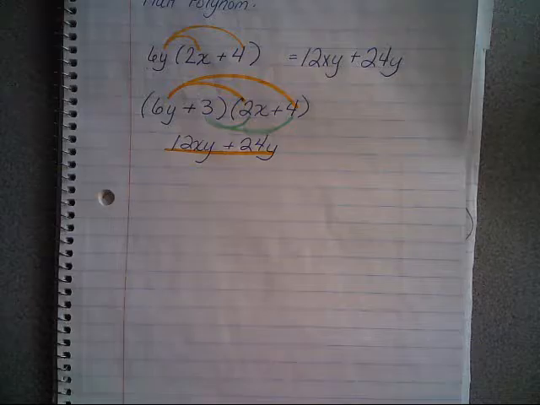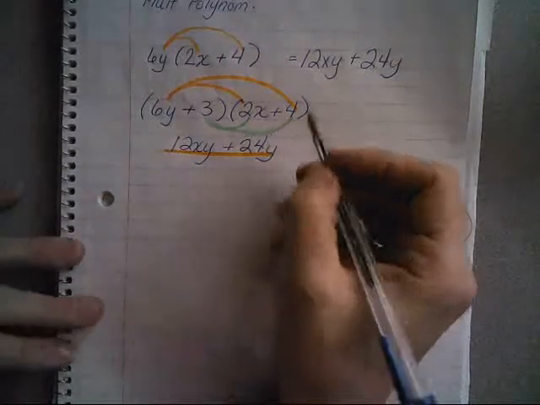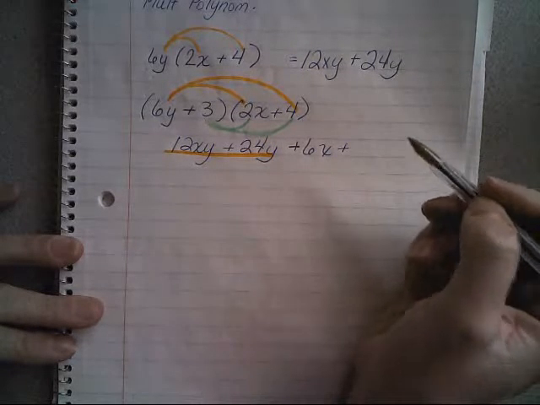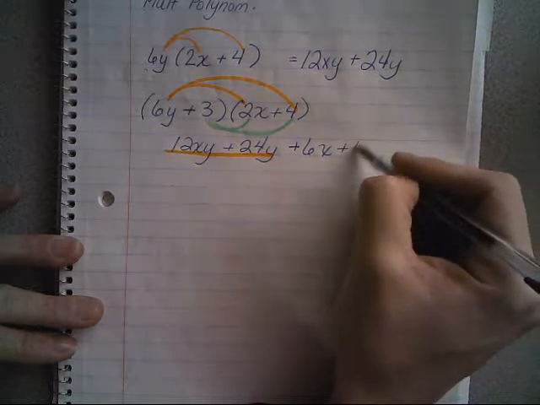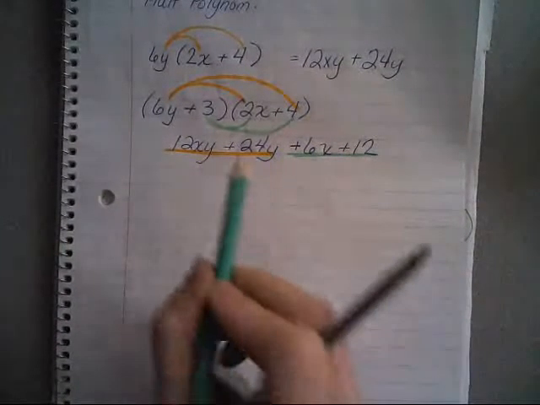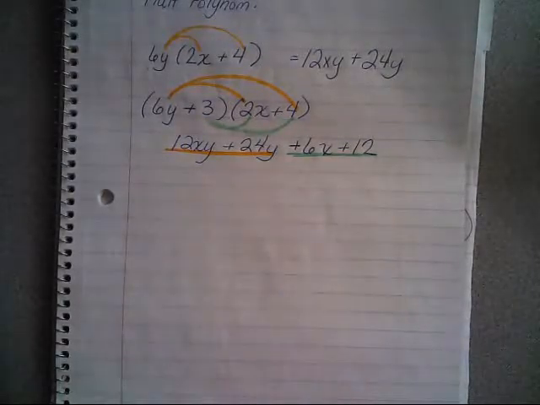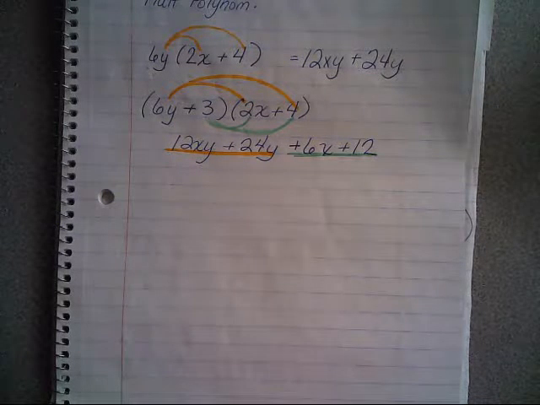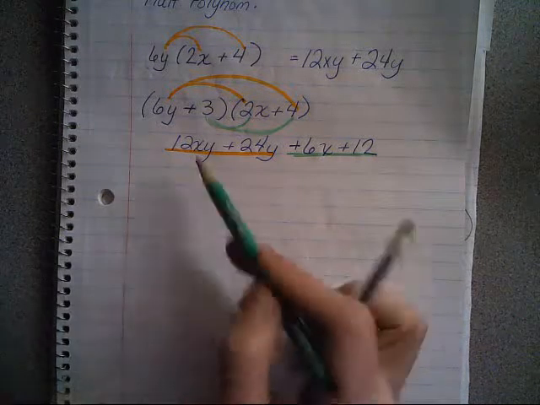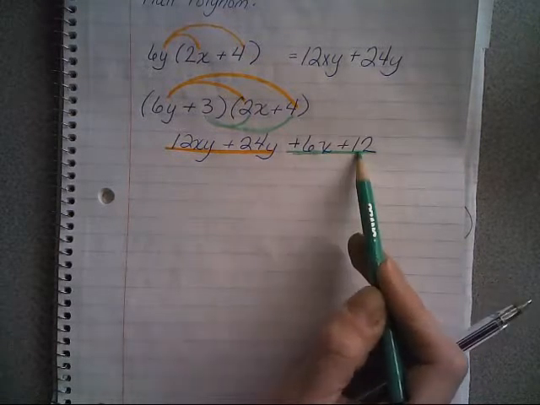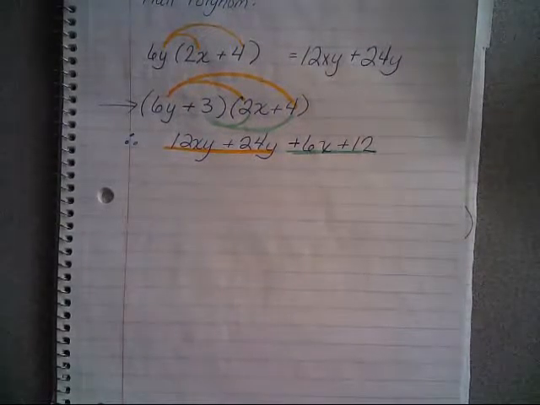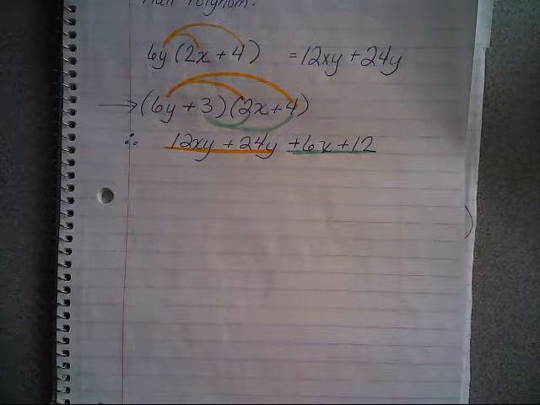The 3 now, we'll do the 3. 3 and positive 2x is positive 6x. 3 and positive 4 is positive 12. This is the answer when we multiply the 3 by both of those pieces. Now, normally, you would be able to collect like terms, but there aren't any like terms. Those are xy's, those are y's, those are x's, and that's a number. So this actually ends up being your answer when you multiply that pair of binomials.